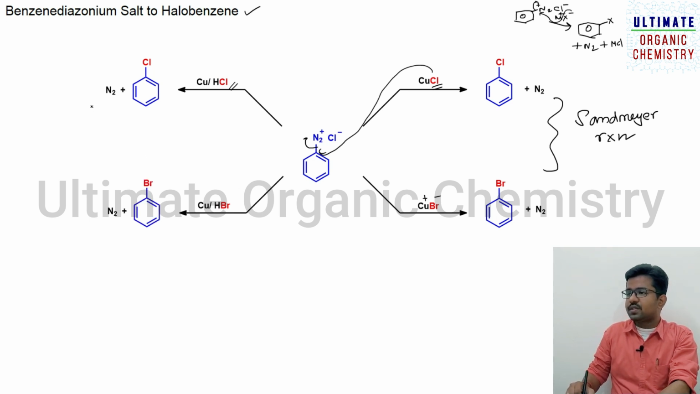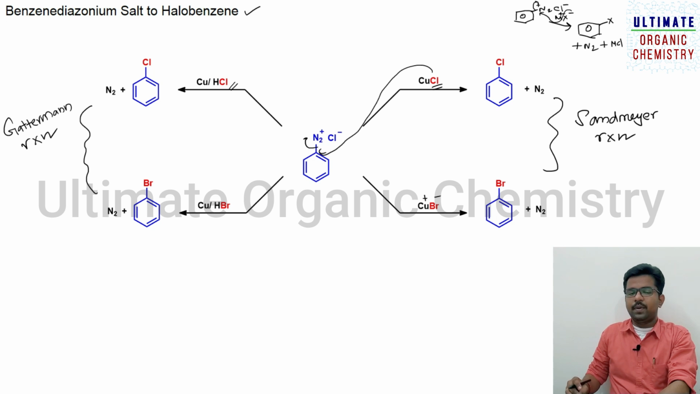These two processes are called the Gattermann reaction. So this is about chloro and bromobenzene preparation methods. Through this process you cannot prepare iodo and fluorobenzene. There are two other different processes for preparing these two compounds.